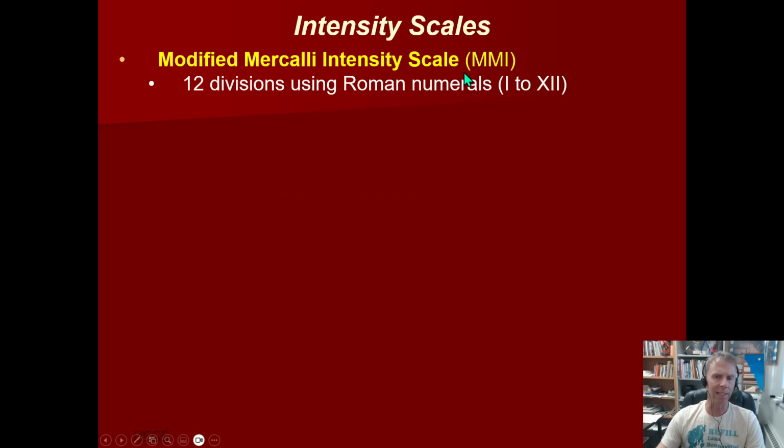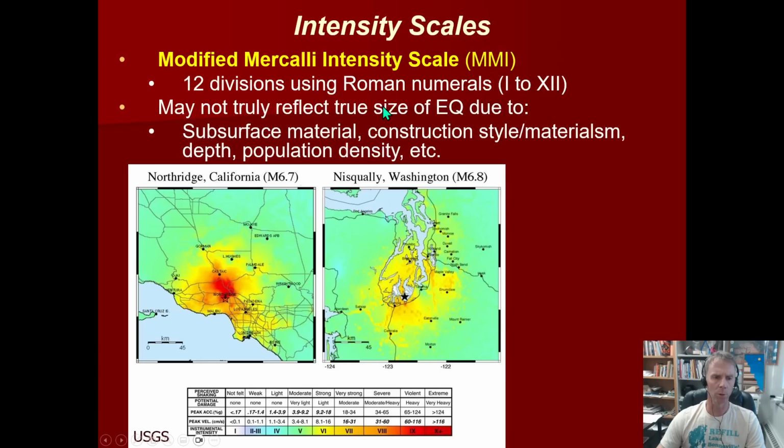So let's look at the intensity scale. The intensity scale we use is called the Modified Mercalli Intensity Scale. And we use Roman numerals instead of numbers to differentiate it from the magnitude scale, which does use numbers. So it goes from 1 to 12 using Roman numerals. And there's a lot of variability here. The intensity of an earthquake doesn't always go hand in hand with the magnitude. Now, typically, the greater the magnitude, the intensity goes up with it. But we can see instances where there's some big differences.